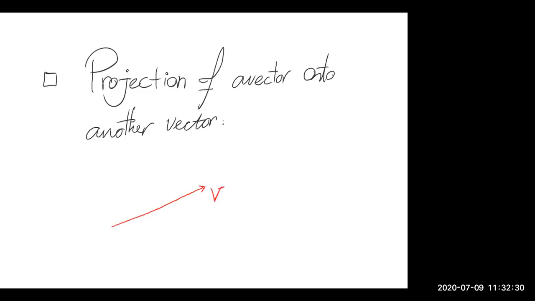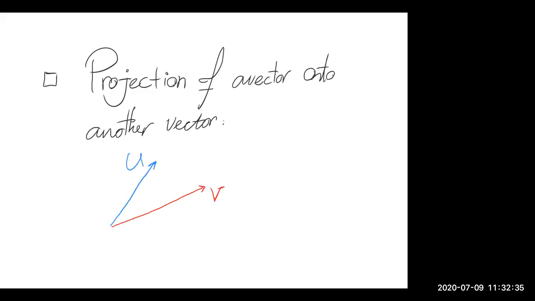Okay, so the next thing we should talk about, and it's quite interesting, is the projection. I will talk about this one, and then I will give you a short break. It's about the projection of a vector onto another vector. What does this mean? So suppose we have two vectors. Suppose we have a vector v. Suppose we have another vector u.